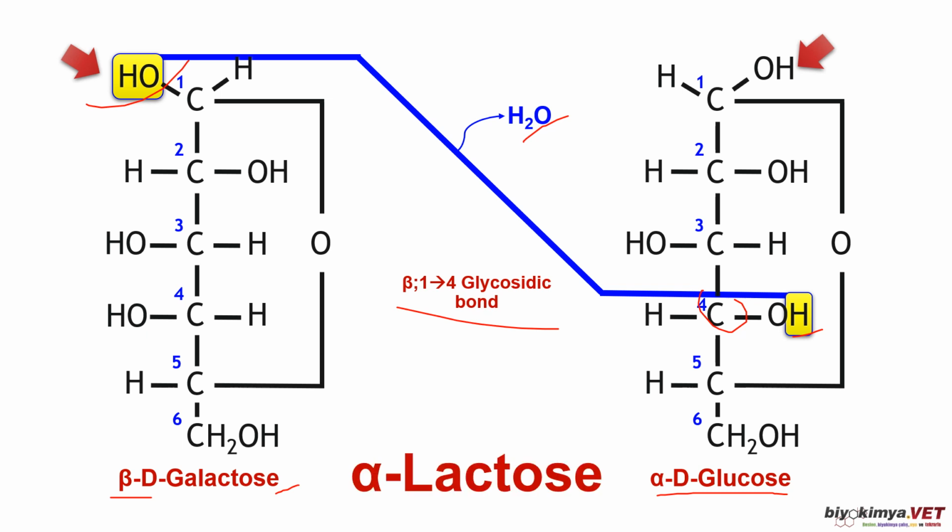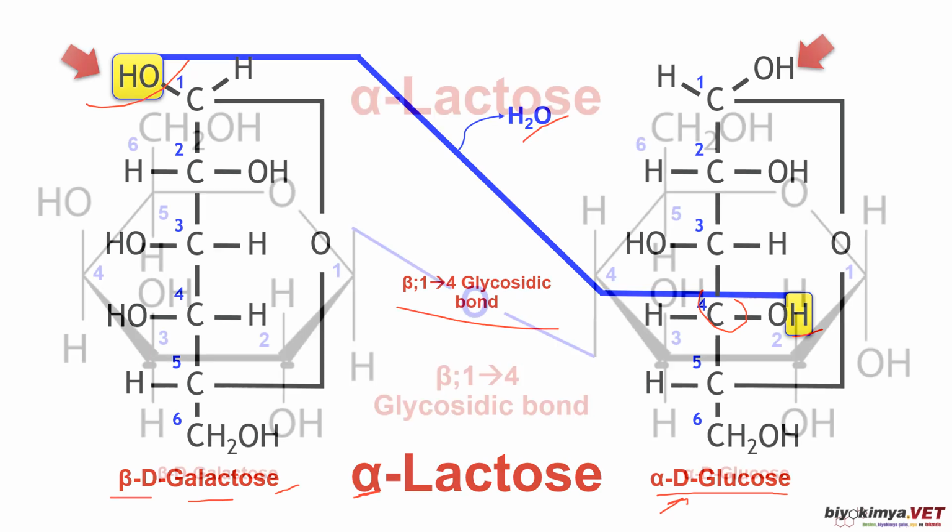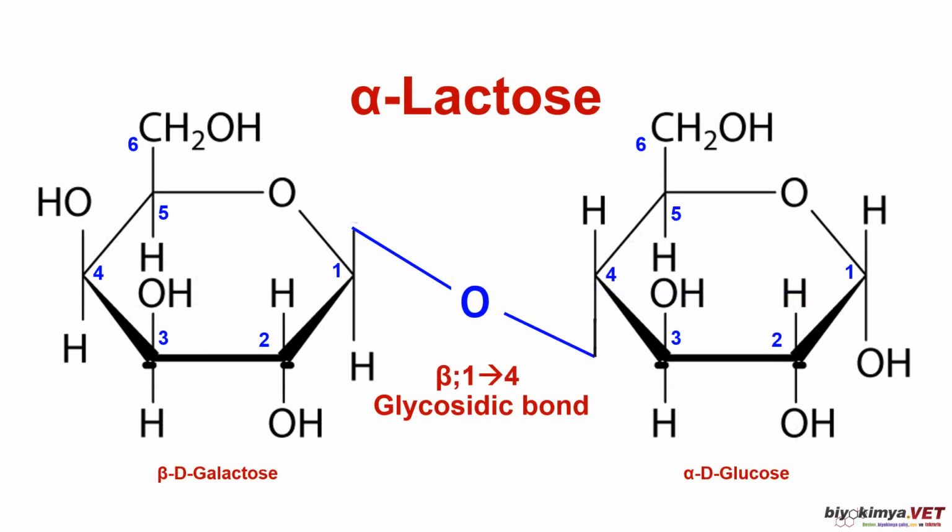1,4-glycosidic bond. And we have the alpha lactose. We call it alpha lactose because it has an alpha glucose. We know the galactose is always in the beta form. And here is the Haworth projection of alpha lactose having alpha D-glucopyranose and beta D-galactopyranose. And the name actually is beta D-galactopyranosyl 1,4-alpha D-glucopyranose.